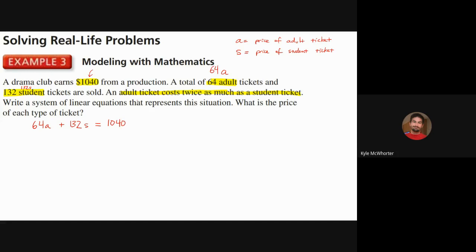And then the other equation we're going to get is from this sentence right here. An adult ticket costs twice as much as a student ticket. So an adult ticket is equal to 2 times the price of a student ticket. So there's our second equation. Our second equation is already dolled up for us. It's already got A by itself. So what I can do, we now can substitute. Instead of this A, we're going to write 2S.